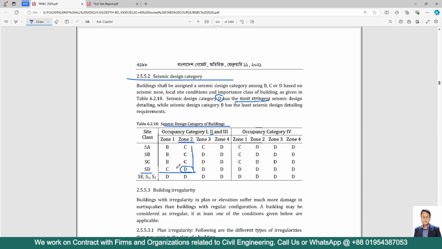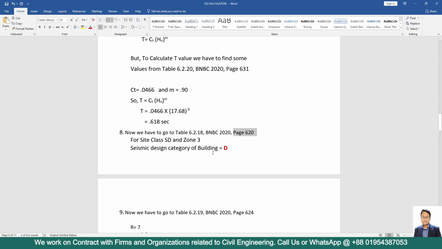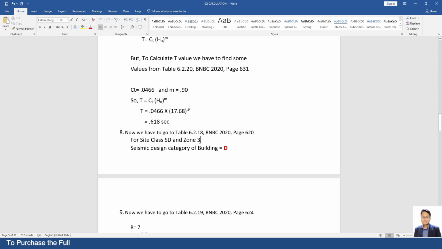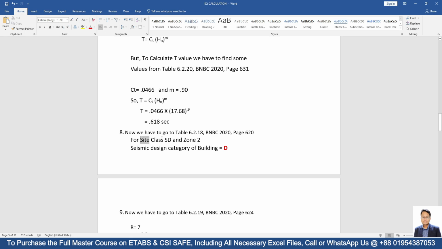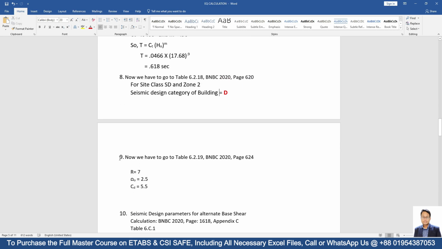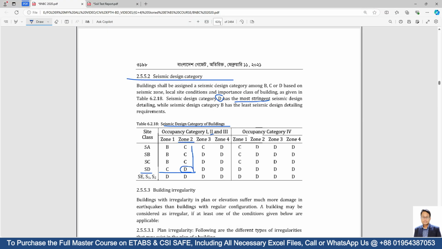So in our case, this is seismic design category D, for site class D and for zone 2. Note that this seismic design category is connected with site class and seismic zone. Now we will go for step number 9. So that means we have to go to page 624.